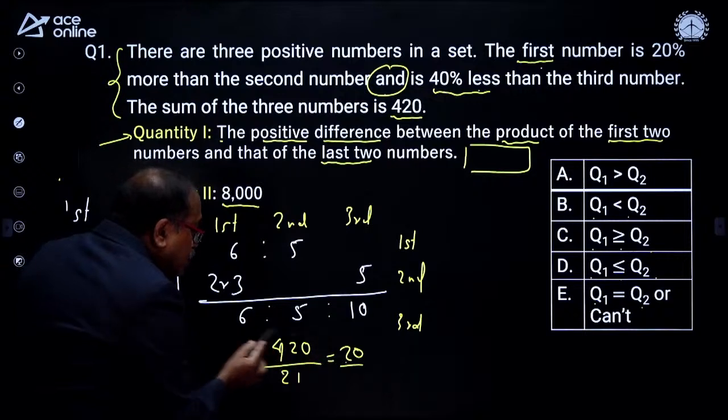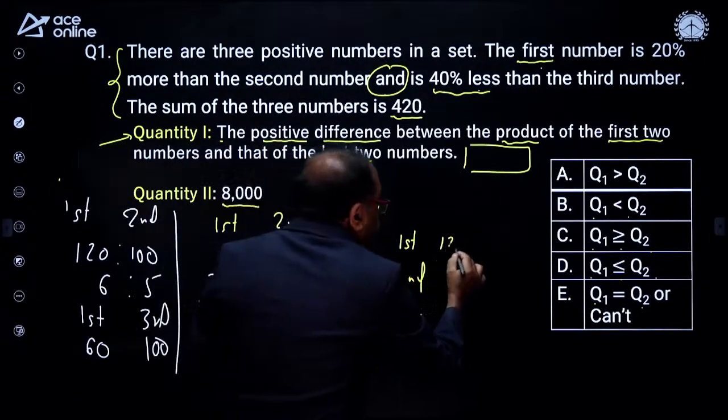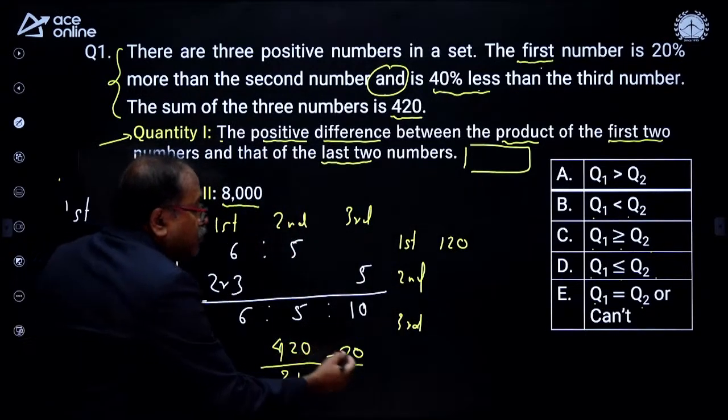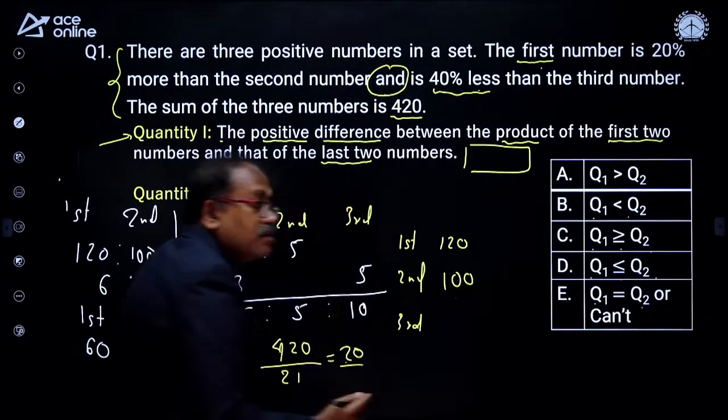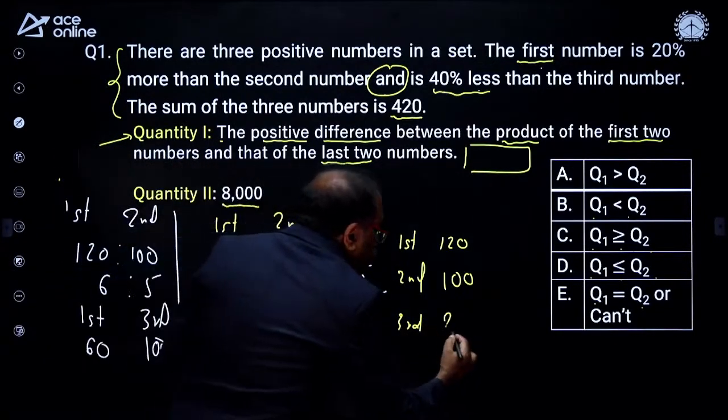So 20 into 6, that will be my first number, that is 120. 20 into 5 will be my second number, 100. And 20 into 10, that is 200.